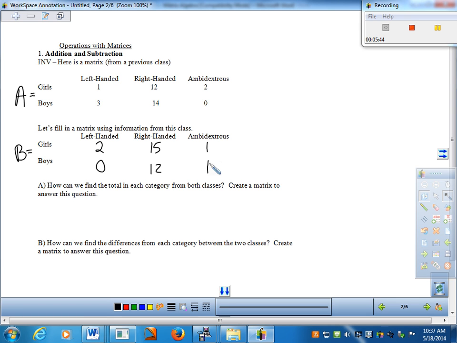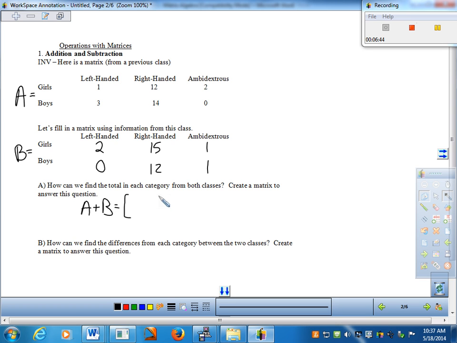So letter A, how can we find the total in each category from both classes? Create a matrix to answer this question. So what if I wanted to know the total number of girls who were left-handed in both classes, the total number of boys who were right-handed in both classes? For all 6 categories, how would I be able to find the total for both classes? And I'm hoping you would agree without too much issue here that essentially I just want to add them. And I think intuitively we figured that out. And I also think intuitively we're going to know how this works.